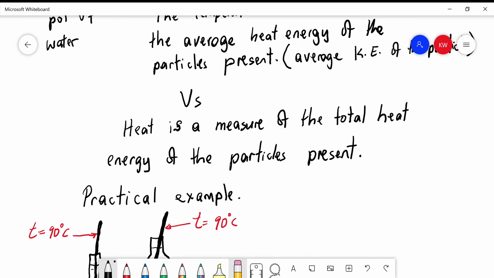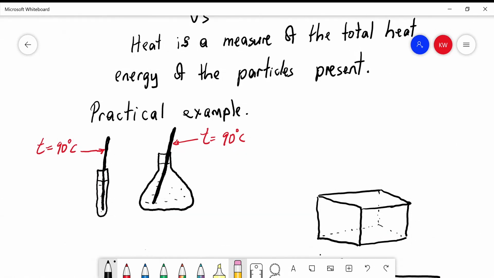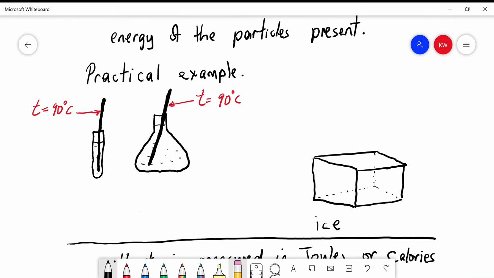Let's look at this in terms of a practical example. Here we have two containers. Here is a small test tube with some water, and we have our thermometer, and it measures 90 degrees Celsius. Here we have a flask with a much larger quantity of water, and this temperature is also 90 degrees Celsius. If we were to pour the contents of this test tube onto our block of ice, the amount of heat energy from this test tube would not be sufficient to totally melt this ice.